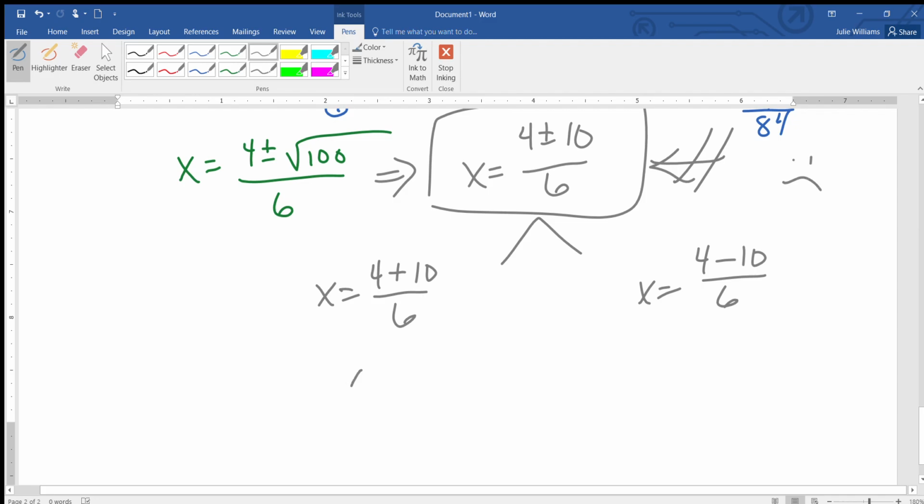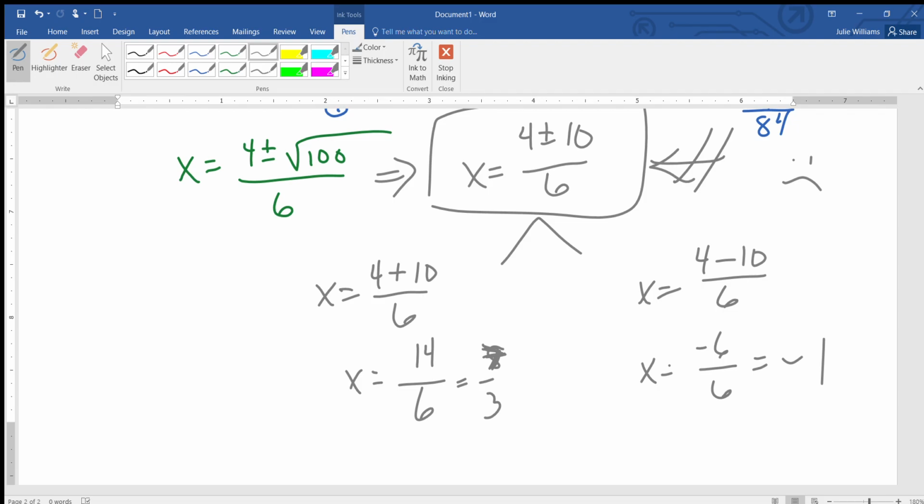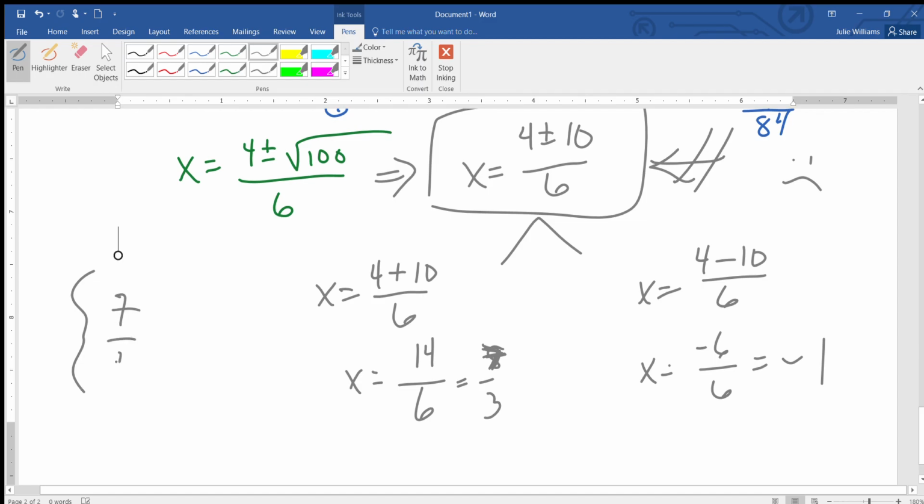Okay, so we get x is equal to 14 over 6, which simplifies to 8/3, right? Divide top and bottom, just kidding. Divide top and bottom by 2, it would be 7/3. And this one would be x is equal to negative 6 over 6, which is negative 1. So x is equal to 7/3 and x is equal to negative 1. Those are the x-intercepts. Those are the solutions. Those are the roots. Those are all meaning the same thing. You could put them in your fancy brackets in either order, 7/3, comma, negative 1.